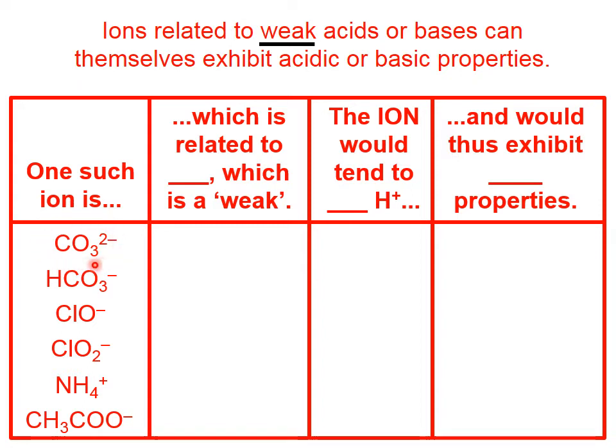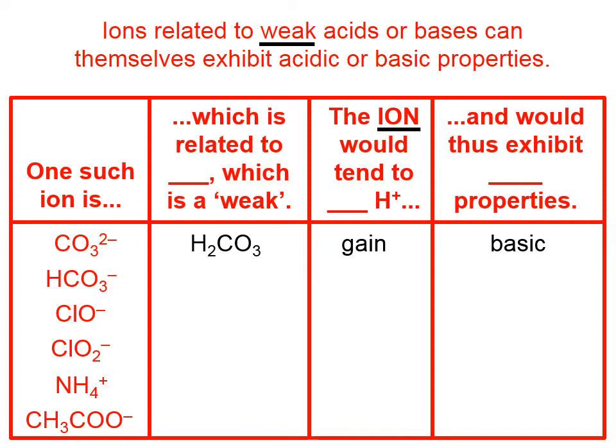On the left you can see the first ion that we're going to deal with is the carbonate ion. The second column over is related to H2CO3. We know that carbonic acid is a weak acid. If we look at the third column, we're going to focus on how that original ion would behave. That is, the carbonate ion would tend to gain protons, and the last column, would thus exhibit basic properties. Things that gain protons exhibit basic properties.